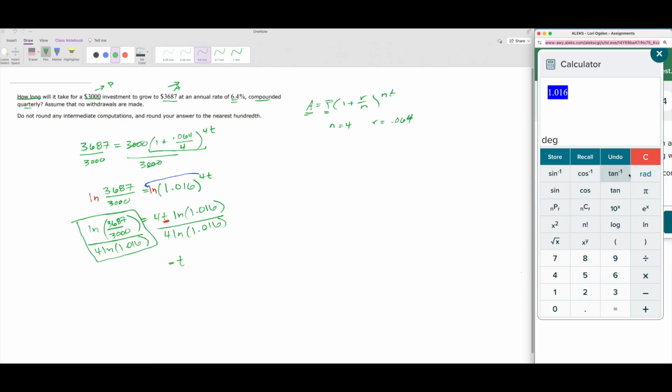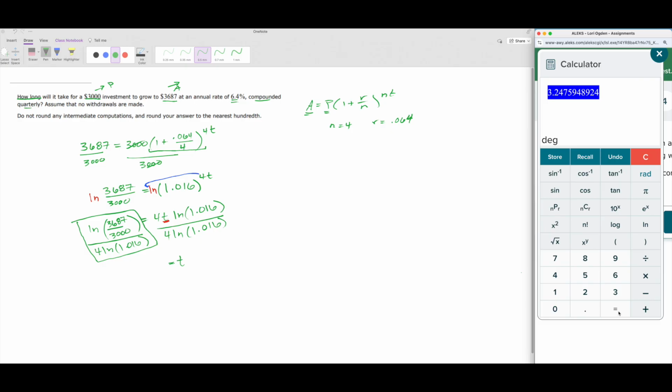And so now I just need to be able to communicate that to my calculator. Okay, so now let's communicate this to the calculator. All right, so I want what I have boxed right here. So we've got natural log, so we can use the natural log button. This is 3,687 divided by 3,000. So notice it needs to look exactly like it does here. I'm applying natural log to this quotient, and I'm going to divide that whole thing. So I want to make sure when I hit divide, that whole thing is getting divided by 4 times the natural log of 1.016.